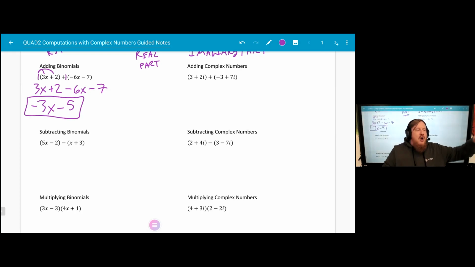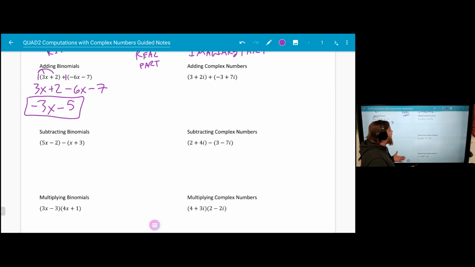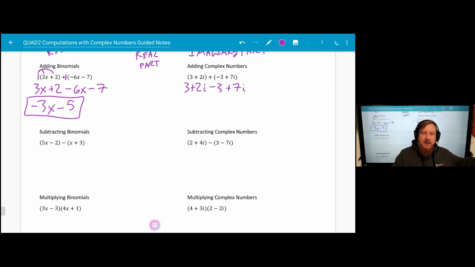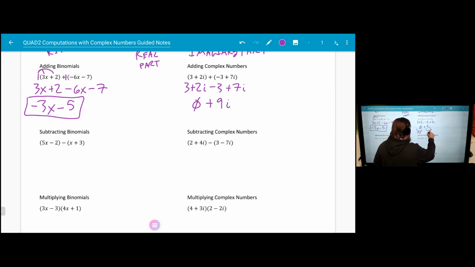All right. Now, adding complex numbers is kind of the same thing. Adding complex numbers here, 3 plus 2i plus -3 plus 7i, right? If I'm just distributing a 1 through, it doesn't change the things that are in the parentheses. And I'm going to combine like terms. I can still do that, right? 3 minus 3, well, that's 0. And 2i plus 7i is 9i. This is my real part. This is my imaginary part.